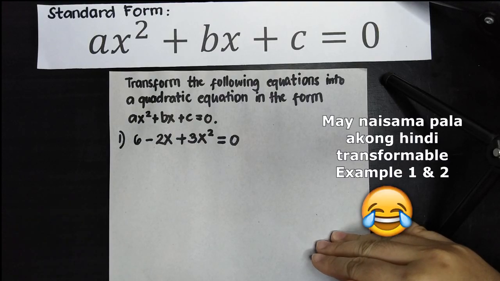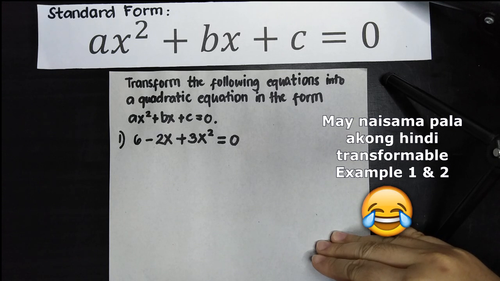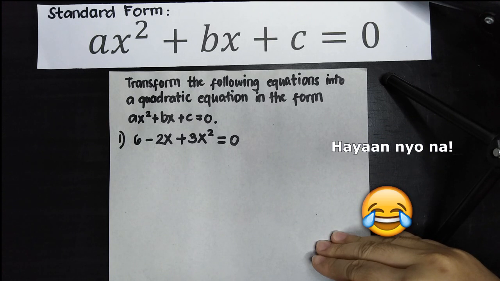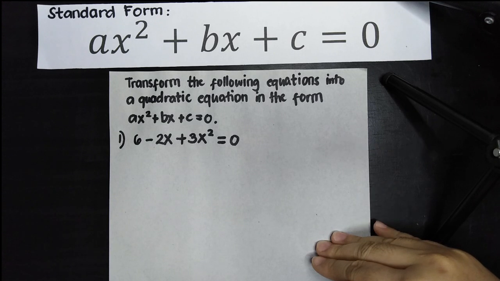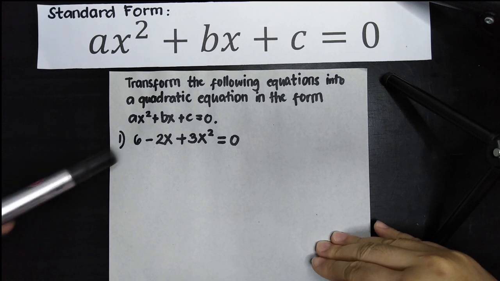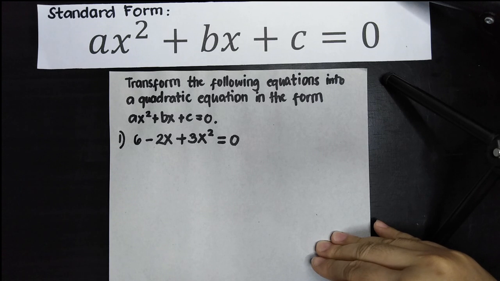So let's start. For our example, we have this instruction: transform the following equations into a quadratic equation in the form ax squared plus bx plus c equals 0. Or, in other words, we will transform them into the standard form of a quadratic equation. So the given in number 1 is 6 minus 2x plus 3x squared equals 0. Now for this example, we can obviously see the quadratic term, the linear term, and the constant term already. Pero it's not yet in the standard form.